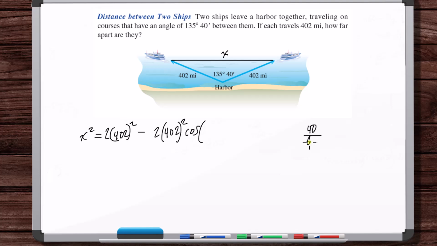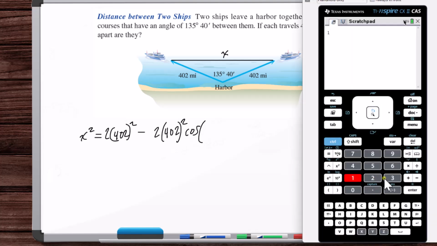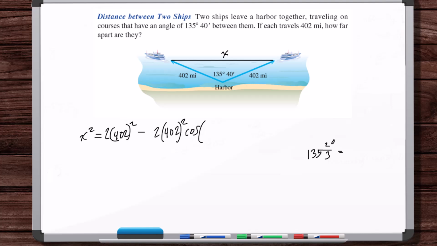How many degrees is 40 minutes? So it's 2/3 of a degree. So 135 and 2/3 of a degree is equal to what? So 135 times 3, 405, plus 2, that's 407 thirds degrees.